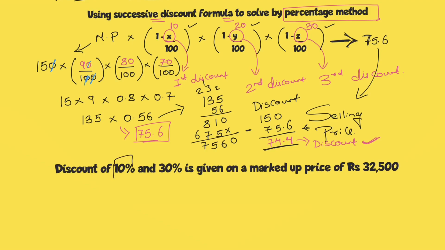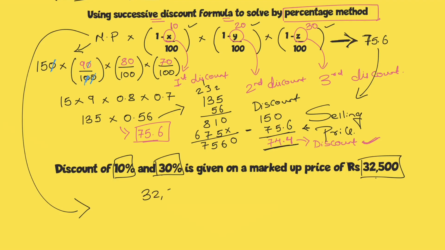If you want to know everything in terms of value, go for the formula method. Let's apply this to this: 10% and 30% discount is given on a mark price of 32,500. So I'll put it in a formula. Mark price is 32,500 into 1 minus X. The discount given is 10 upon 100 into 1 minus Y, that is 30 upon 100.